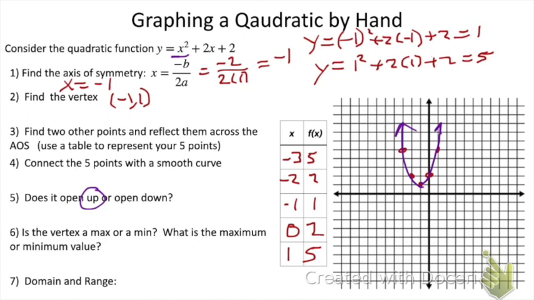Question 6 asks, is the vertex a maximum or a minimum? When we are opening up, the vertex is at the lowest part of our graph, so it is a minimum. If our parabola opened down, our vertex is at the top of the graph, and it's called a maximum. So we know it is a minimum, and it says, what is the maximum or minimum value? We're looking for the minimum value. There are two ways to write this. One is just use the y-coordinate from our vertex, and it's just 1.